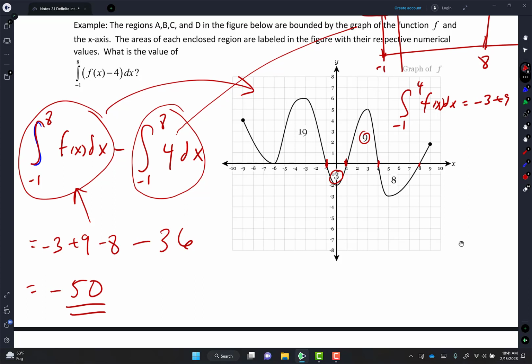-6 minus 8. Oh, yeah, it's 6 minus 8, -2. My bad. Sorry, guys. I was counting these and counting that as -6 for some reason. Yeah, I make mistakes all the time, guys. 6 minus 8 is -2, minus 36, -38.